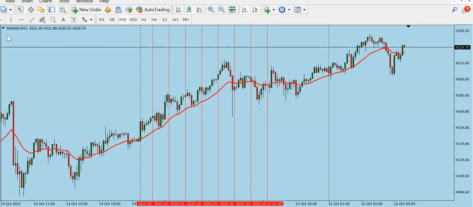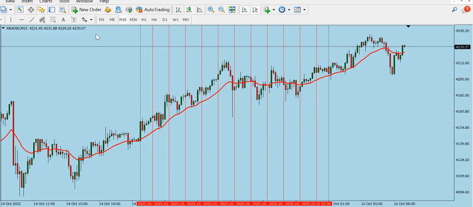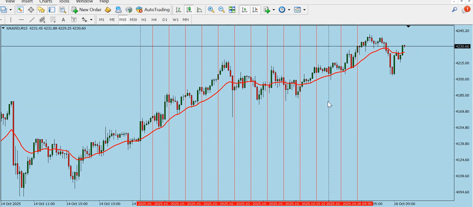That's 16:30. The next one will be at 18:30. The next vertical line will be at 20:30. The next one will be at 22:30. Then the next one will be at 2:30. The next one, 4:30. Now this particular dotted line, that's the separation line.